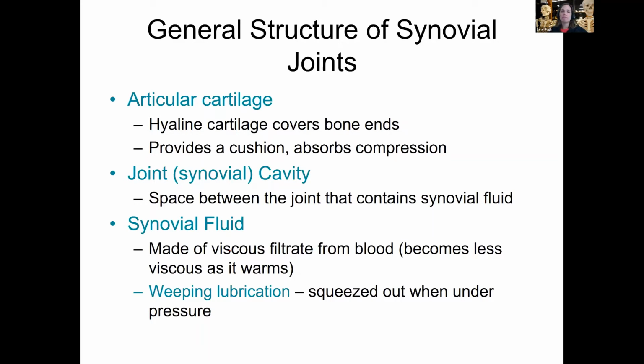So the first one, the articular cartilage. Again, this is the cartilage that covers the ends of those bones. It is hyaline cartilage. And it is great at providing a little cushion on the bones. It absorbs compression and shock. And really its job is, if you've got two bones that are articulating, the last thing you want is every time you move the bones and move that joint, you don't want them rubbing on each other. So it really helps to reduce friction.